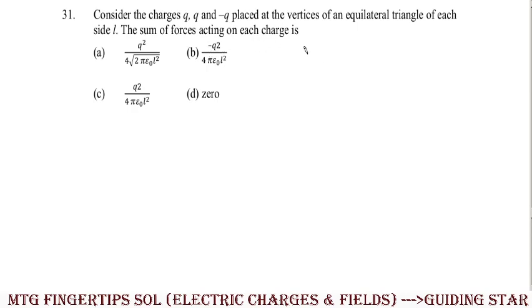Okay, so what is given? It is given an equilateral triangle. Okay, equilateral triangle, that means all sides are same, equal. Equilateral triangle of each side is L. Each side is L. So charges are given q, q and minus q. Okay, fine. The sum of the forces acting on each charge.